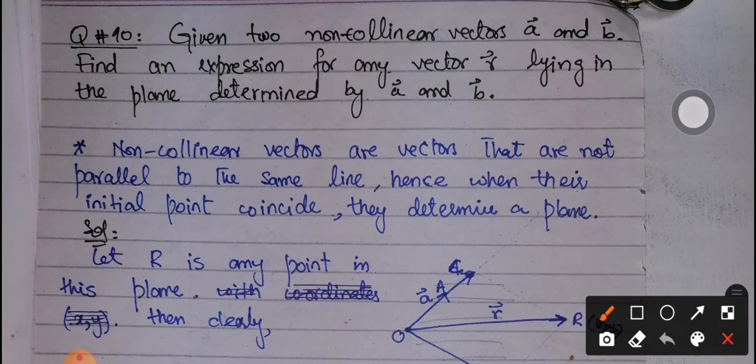So here we have question number 10. Given two non-collinear vectors a and b, find an expression for any vector r lying in the plane determined by a and b. At first we will discuss what is meant by collinear vectors.